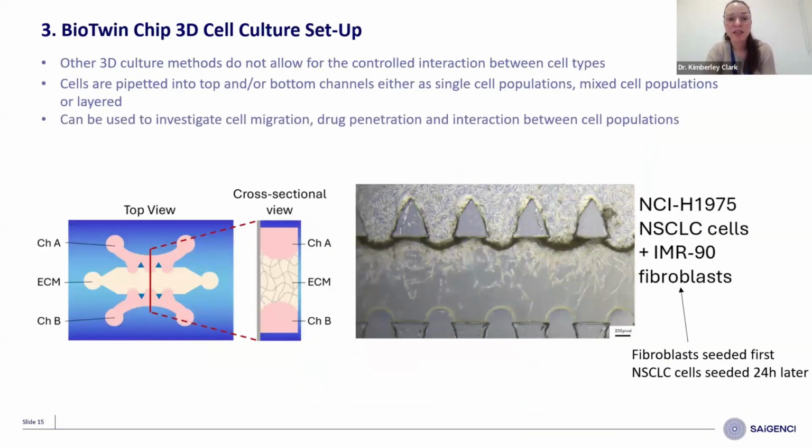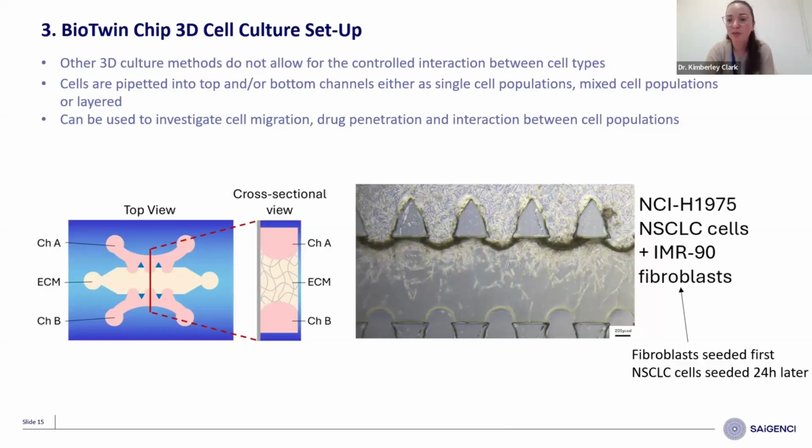And for us using the BioTwin chip, this is just a bit of a close-up of what our cells have looked like growing in the chip over time. We've been able to do a fibroblast base layer where we can seed the fibroblasts first and then seed in the epithelial tumour population after that. And so we can create this encapsulated cell population that then expands into the centre matrix.